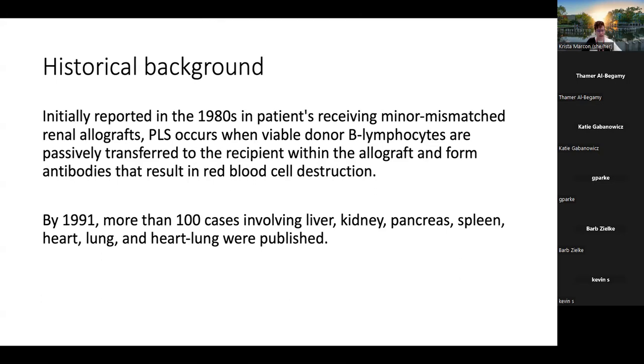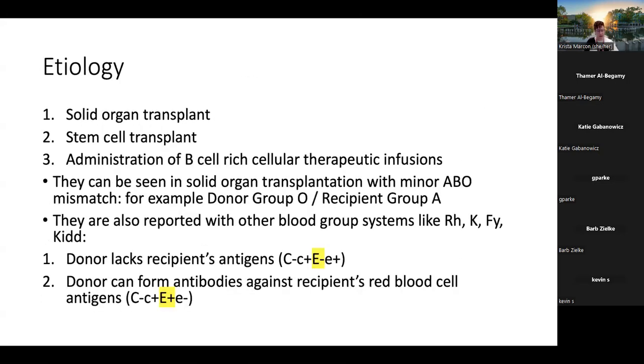Articles was published. So the main etiologies for PLS can be seen in, again, solid organ transplant, stem cell transplant, and also with the administration of B cell-rich cellular therapeutic infusions. They can be seen with minor ABO mismatch, for example, a donor of group O and a recipient of group A.